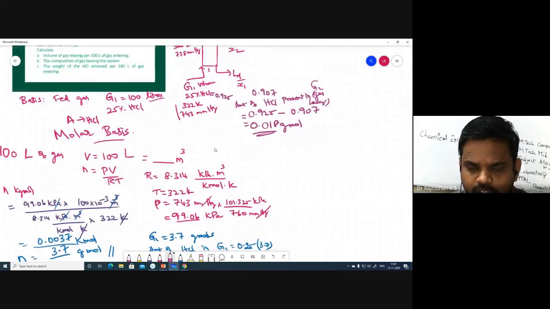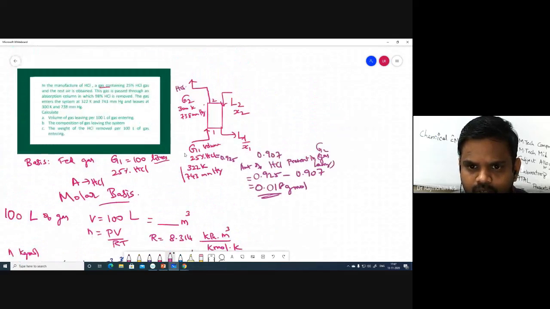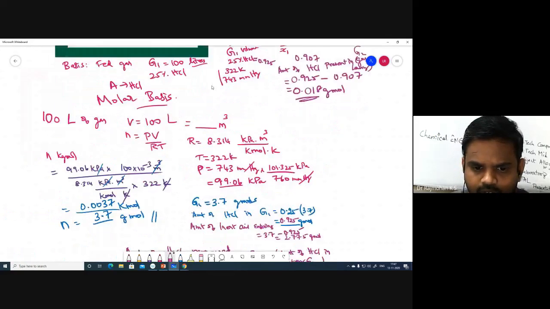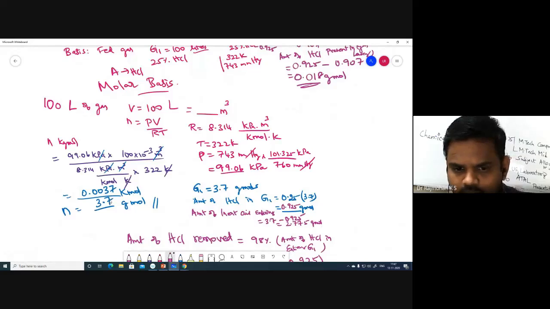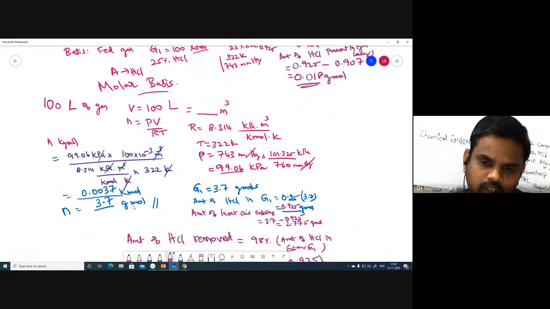For that, pressure and temperature are given. This 743 mm mercury we converted to kilopascal. Similarly, for the leaving stream, we have 738 mm mercury, that also has to be converted to kilopascal. So using PV equal to nRT, we can convert this gas 100 liters into the number of gram moles. Okay, because it's not in kilomole, it is a very small value. So 3.7 gram moles.